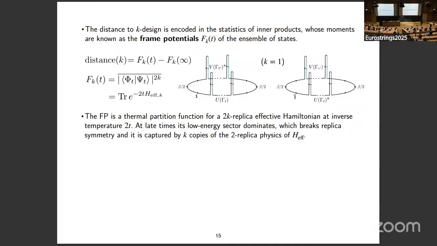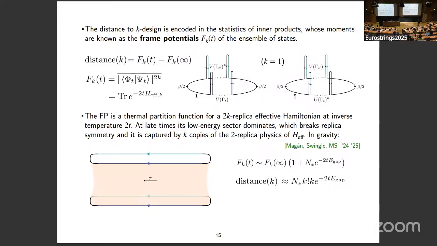So very generally, one can show that essentially what happens is that the low energy sector of this effective Hamiltonian breaks replica symmetry and is dominated by k copies of the 2 replica effective Hamiltonian. So essentially, the whole problem in 2k replicas reduces to an effective problem in 2 replicas. Okay. So in gravity, this is manifested from the fact that we can compute this kind of thing using the gravitational path integral, and the dominant contribution at late times comes from a 2-boundary wormhole.